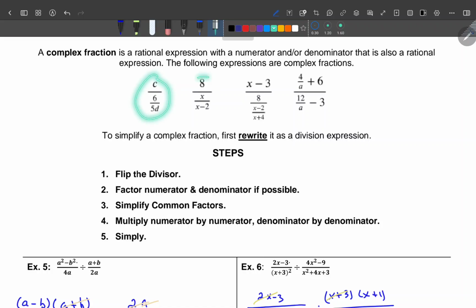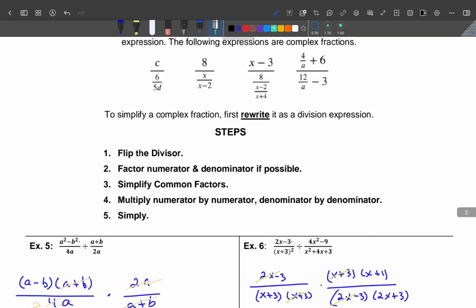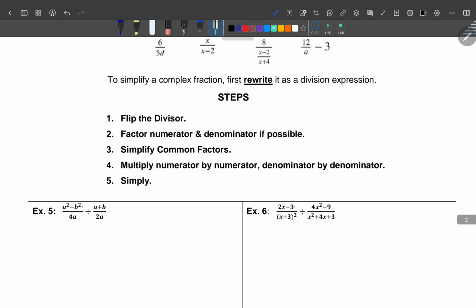And the thing that I really want you to remember is, even like this x minus 3 divided by 8 divided by x minus 2 divided by x plus 4, these problems are going to be really pretty simple. And you've done stuff like this before, you just don't remember it. You already know how to do most of this work.